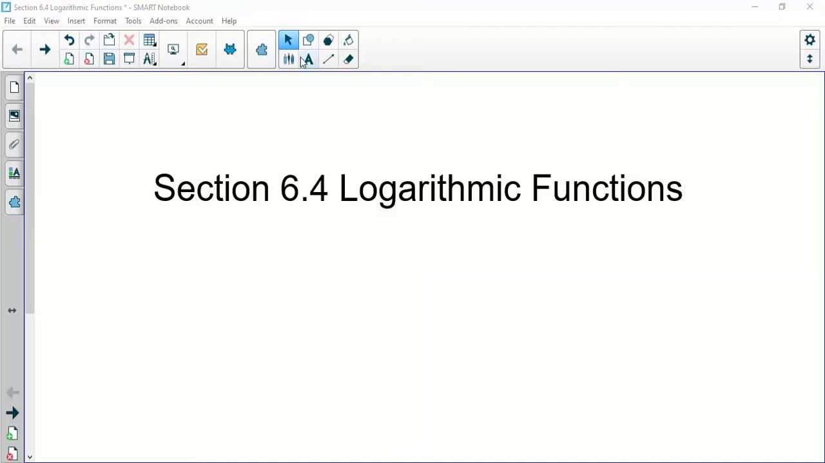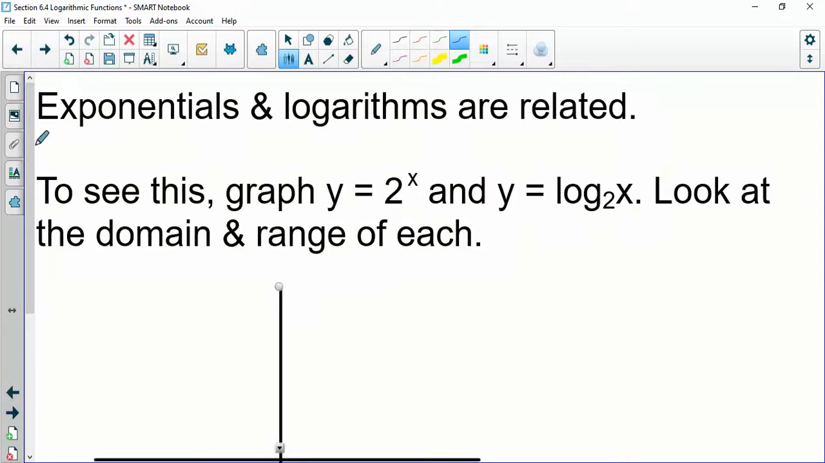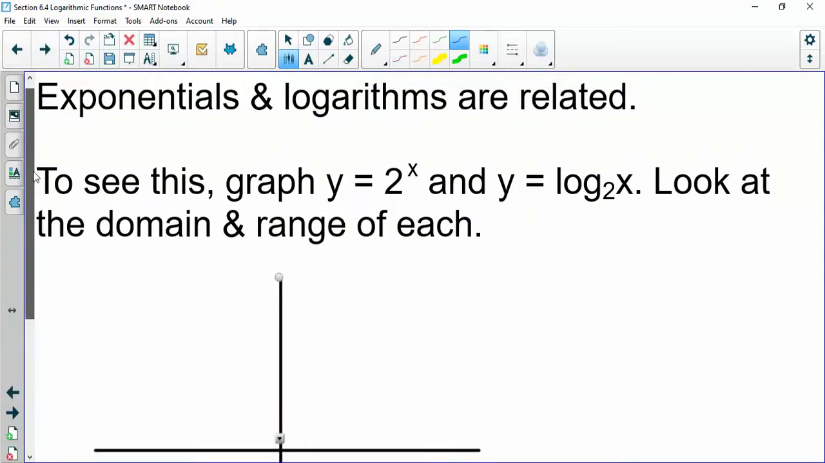Graph a log. Please make sure you're paying attention. As long as you guys are paying attention, this lesson will not take me very long to get through, and you will have plenty of time to work. Okay? So first, I want to figure out the relationship between logs and exponentials.